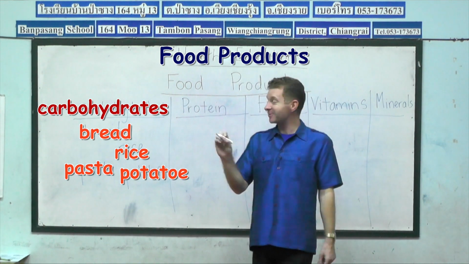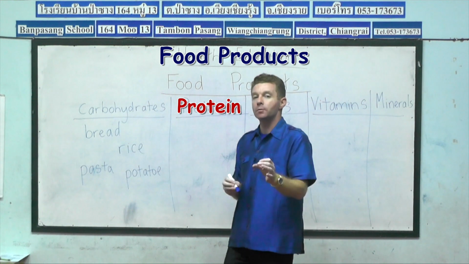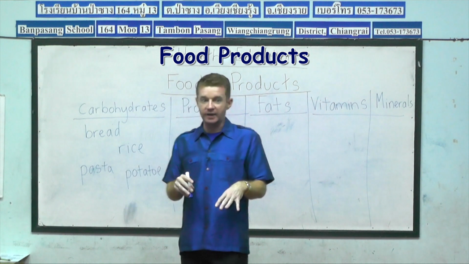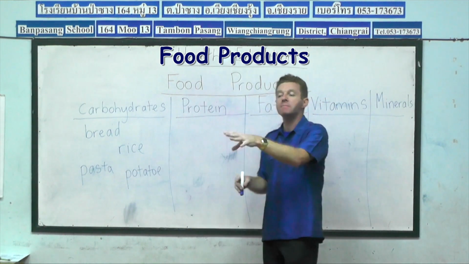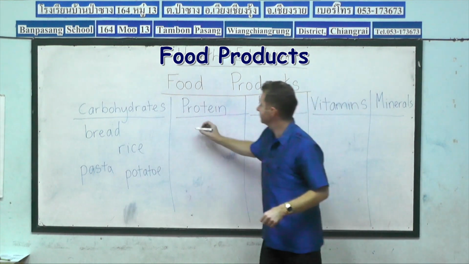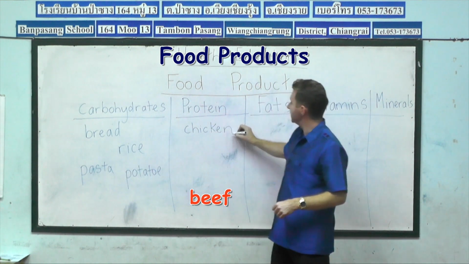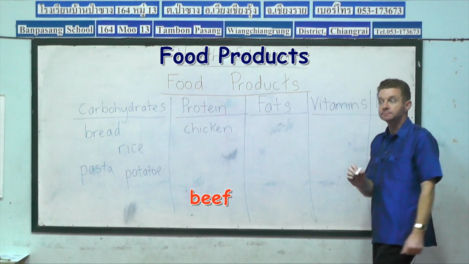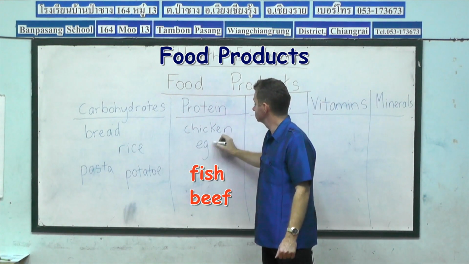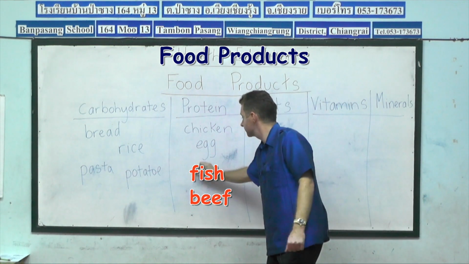Okay? So let's work along our list. Proteins. Yes, now I'll give you a clue. Proteins are the things that come from animal meat. Okay? So when you think about proteins, think about meat from animals. Chicken. Okay. C-H-I-C-K-E-N. Chicken. Eggs too. Eggs can come from chickens. Fish too. Fish is an example of animal meat.